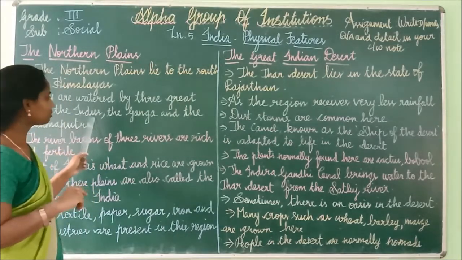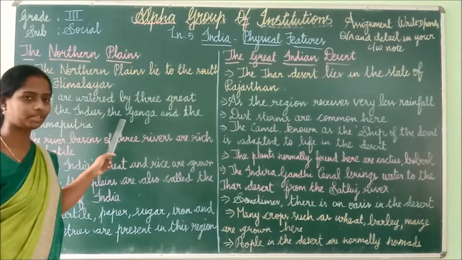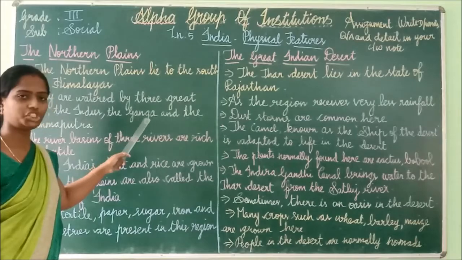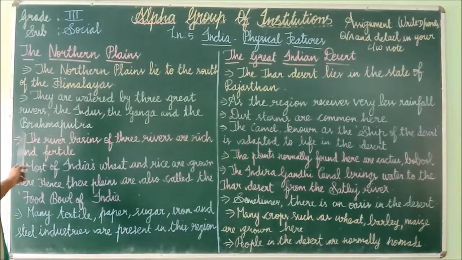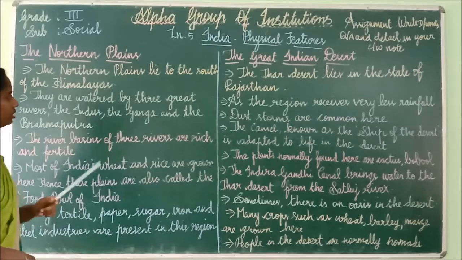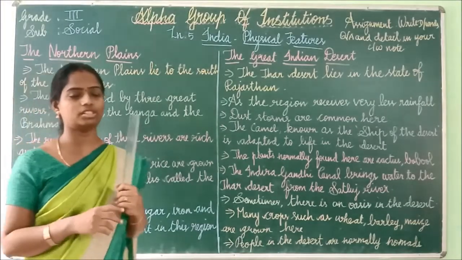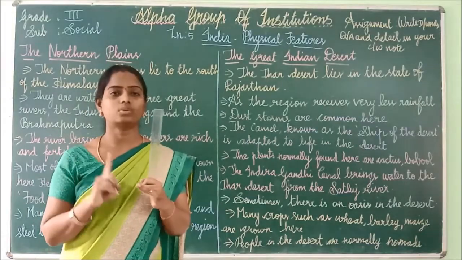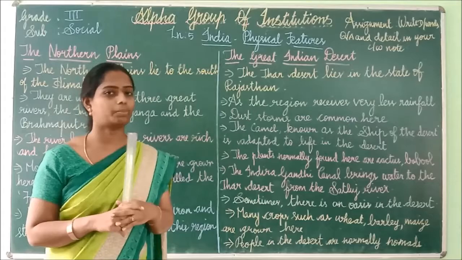Okay children, the Indus, then the Ganga. Okay, the Ganga. What is the spelling of Ganga? G-A-N-G-A, Ganga. And the Brahmaputra. What is Brahmaputra? Brahmaputra. Okay, children. And we are clear about it. They are watered by three great rivers: the Indus, the Ganga, and the Brahmaputra.